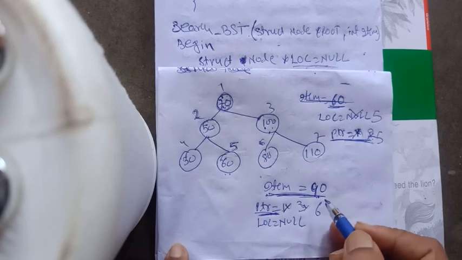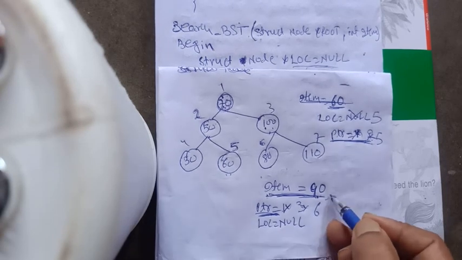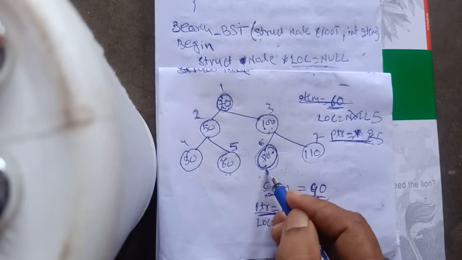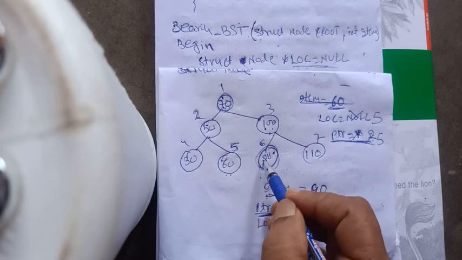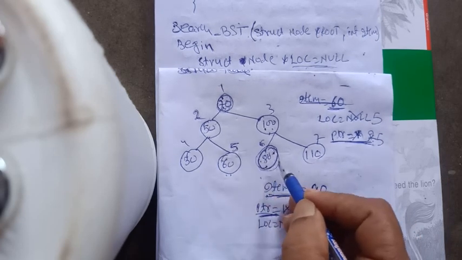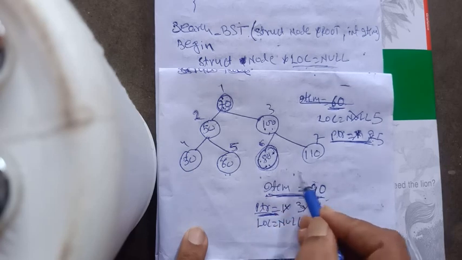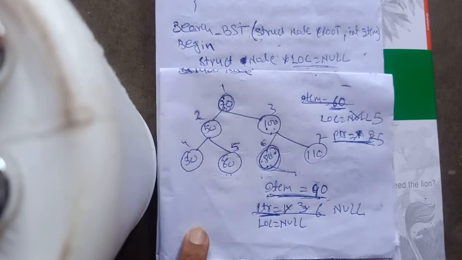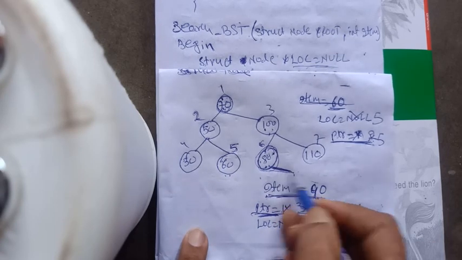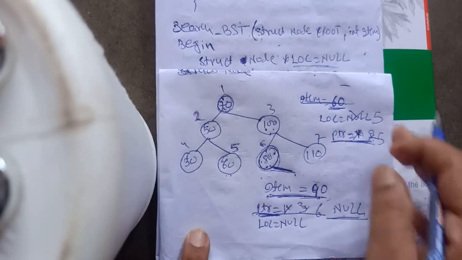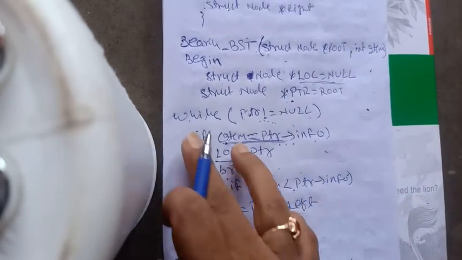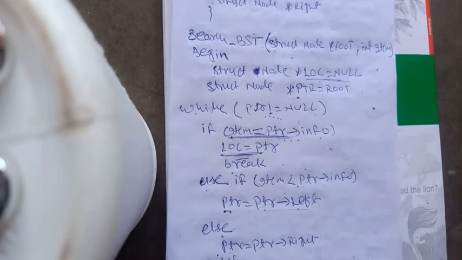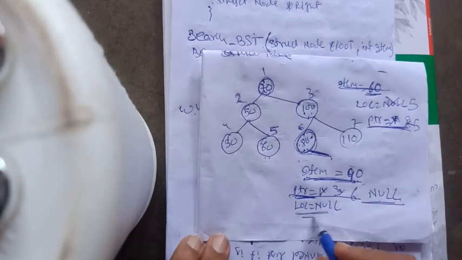Now the item 90 will be compared with the data present at 6, which is 80. Now 90 is greater than 80, so we shall move to the right of PTR. What is there in the right of PTR? Nothing. Right of 6 is nothing, so the value of PTR will become null. In that case, the loop condition, while PTR not equal to null, will be false and it will come out. And in such case, LOC is never updated.